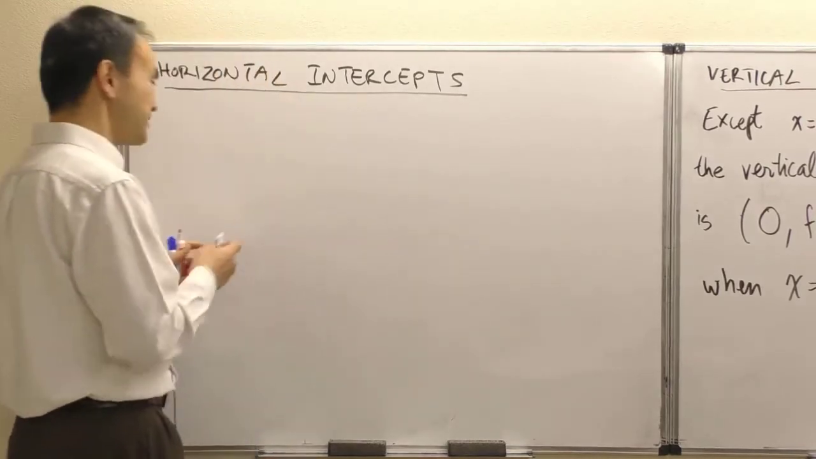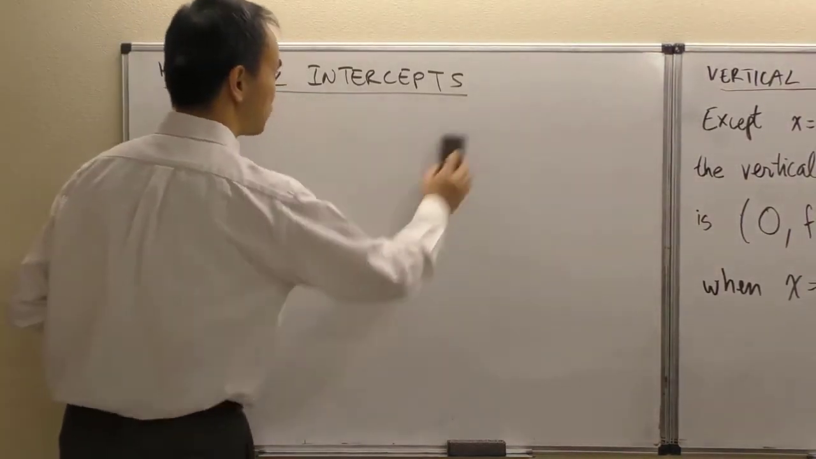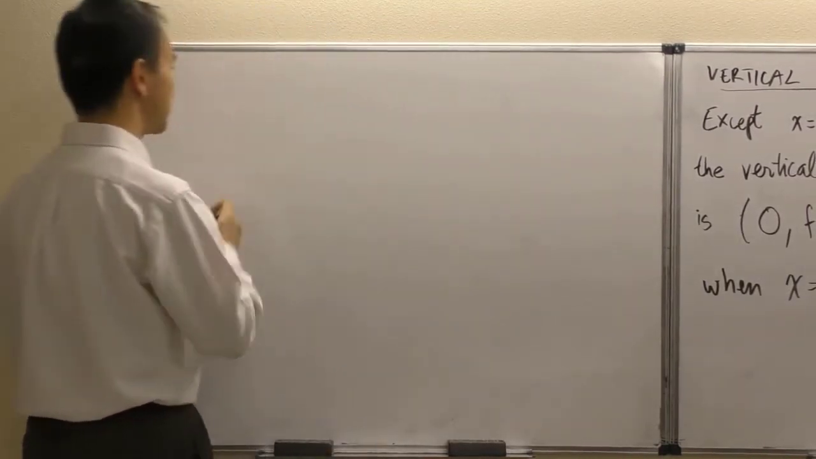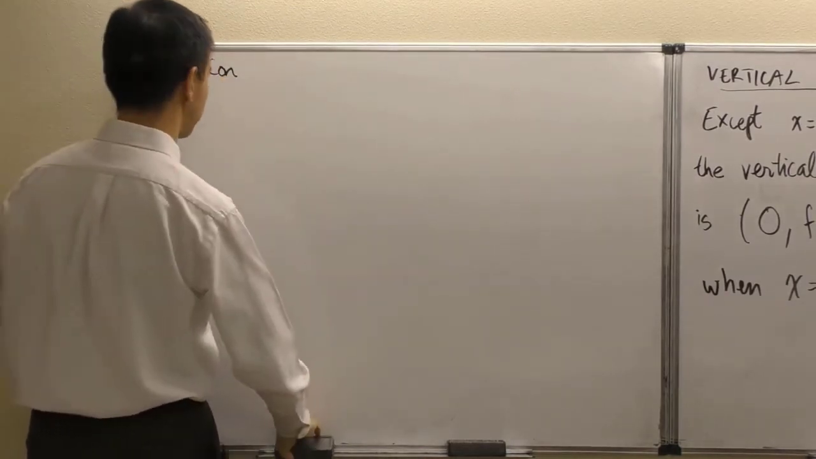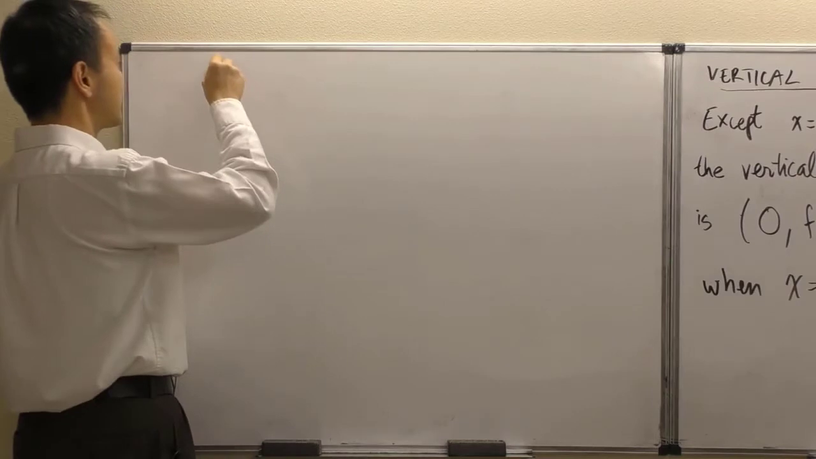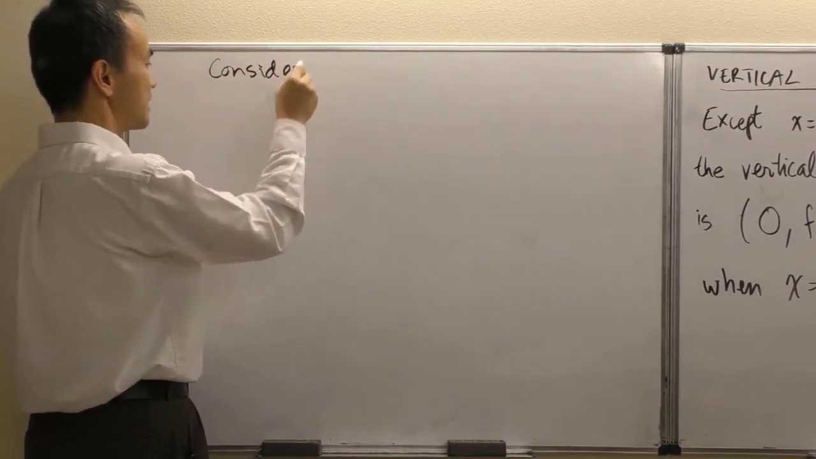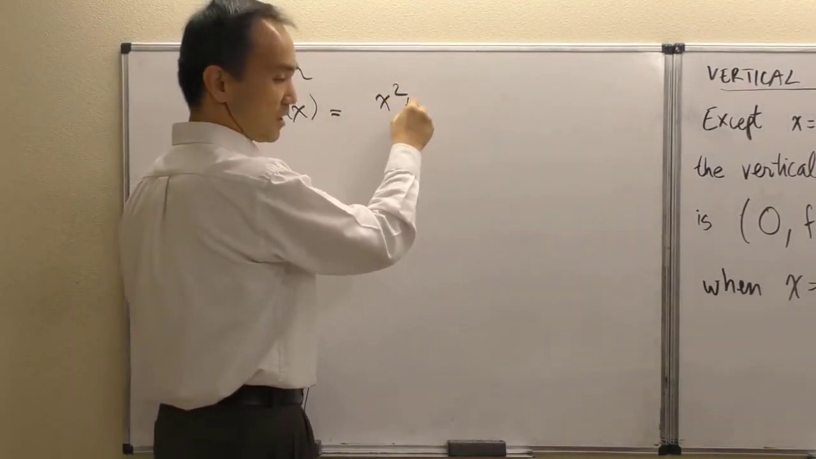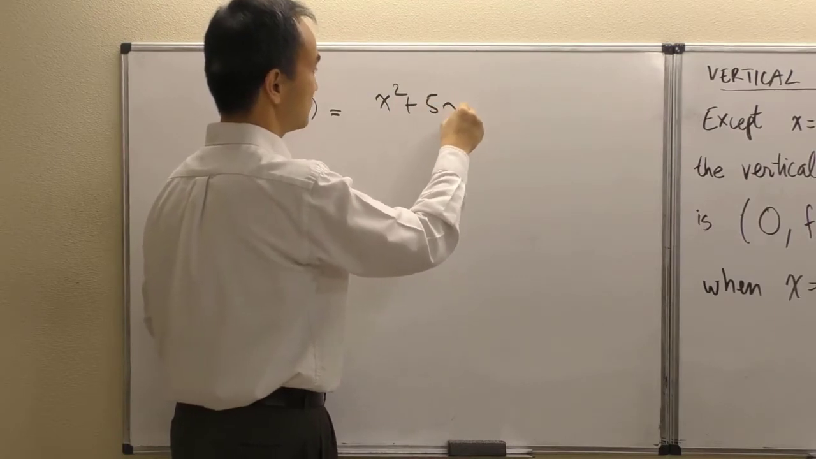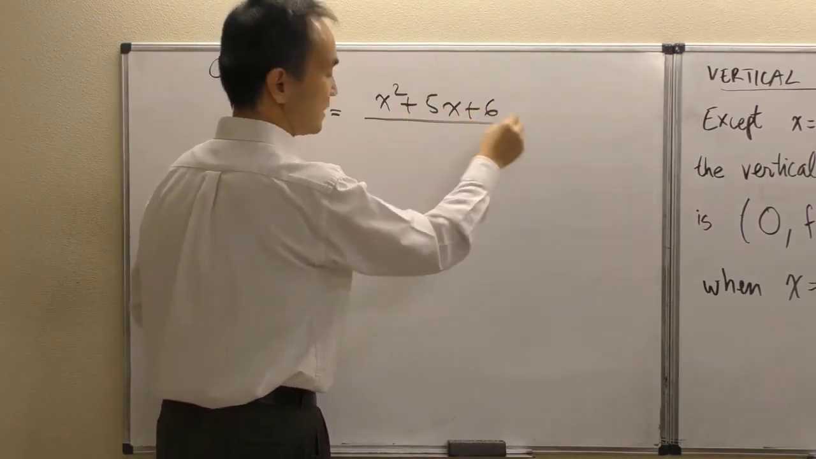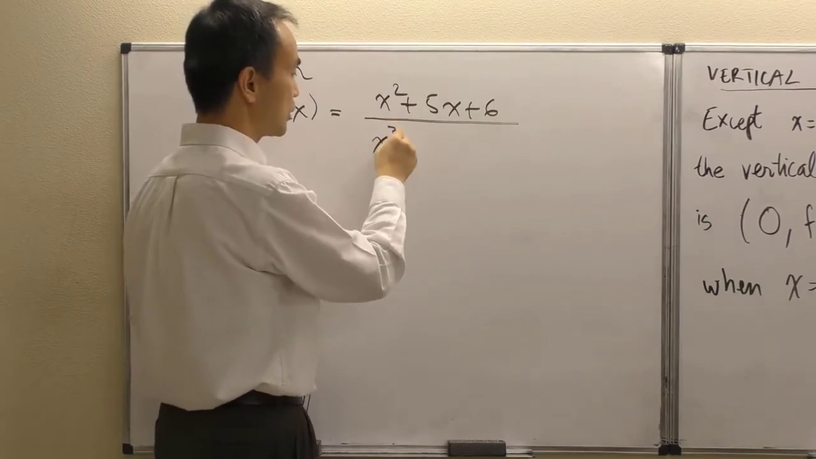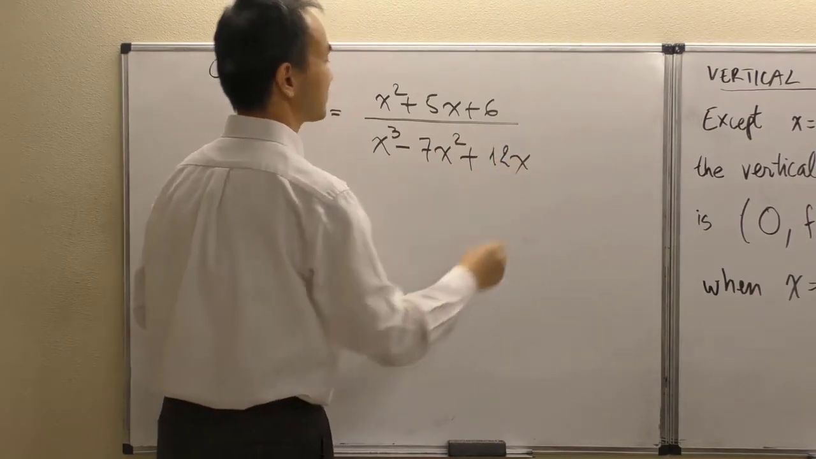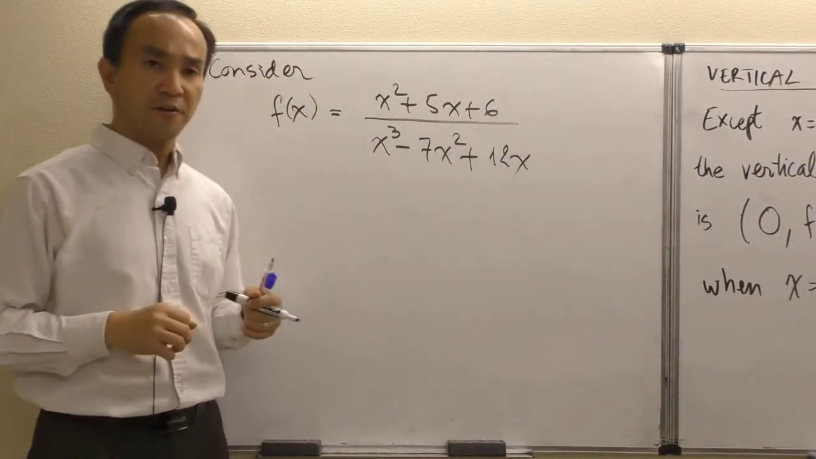Now the first demo problem I want to bring in, and let me erase this subtitle of our discussion here. Let's consider that function. How about f of x equals x squared plus 5x plus 6, and then we divide that by x cubed minus 7x squared plus 12x. So here is our rational function.